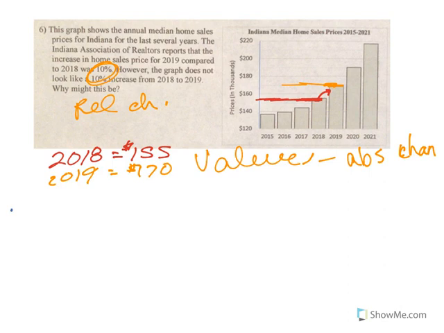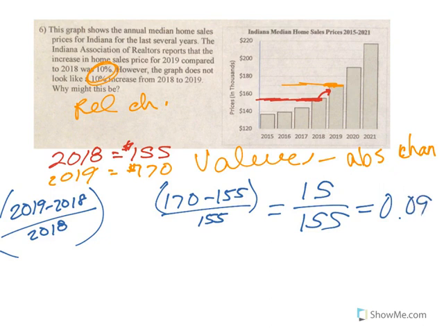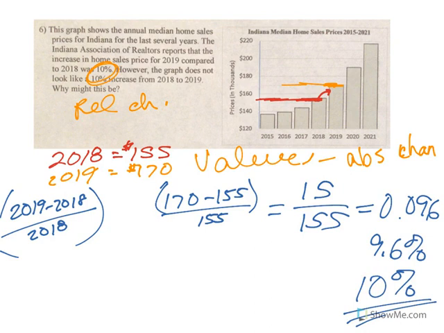So let's go ahead and find the relative change. So we're going to take the value for 2019 minus the value for 2018 divided by 2018. Okay, so 170 minus 155 divided by 155. Again, parentheses. Oh man, my pen is dead. 170 minus 155 gives me 15. 15 divided by 155 gives me 0.096, which rounds to 9.6%, which is roughly 10. So when they were talking about the 10% increase, they were talking about relative change, not absolute change. And that's why the graph doesn't necessarily look like a 10% change, but in fact, if you do the math, it is.